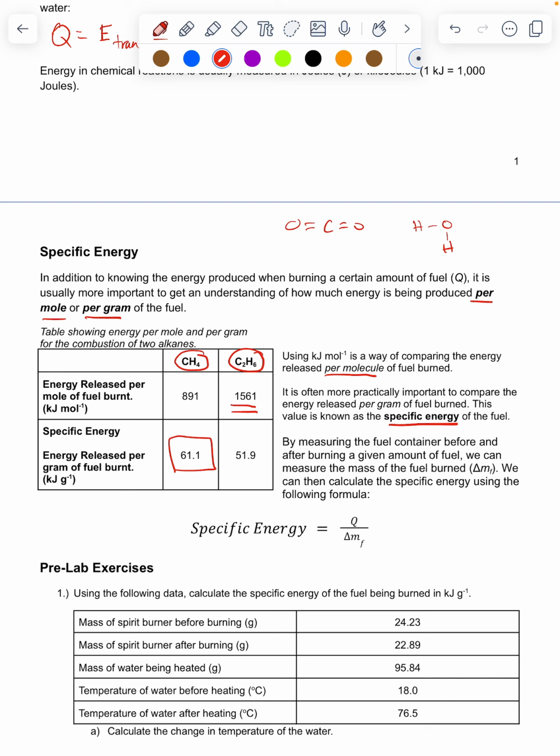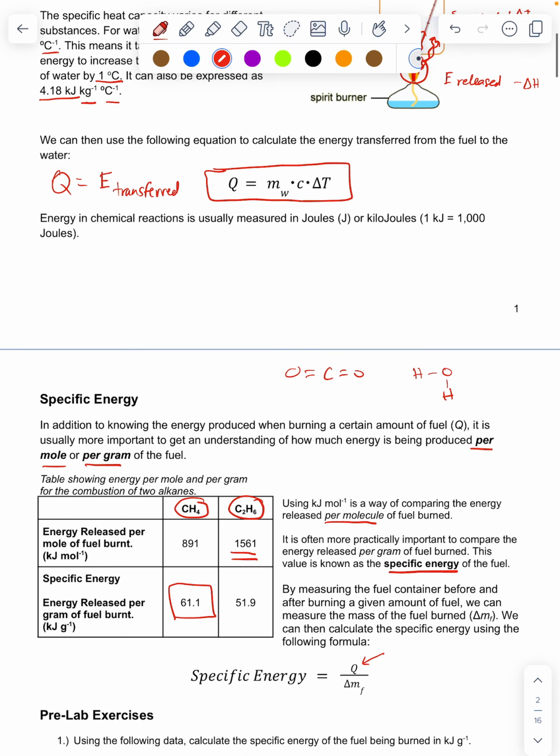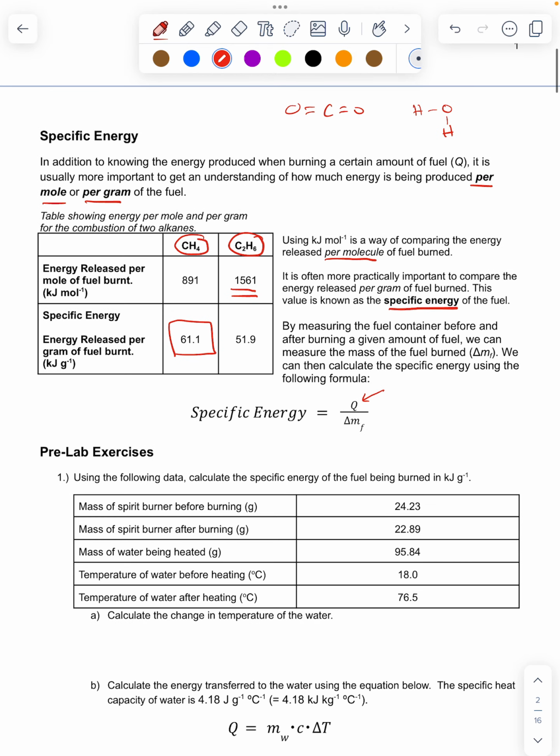So we can calculate the specific energy if we know the energy that came out of the reaction, that's Q. That's what we calculated on the previous page. And then we divide it by the mass of the fuel. Usually you're looking at a container that has fuel, and so you look at the mass of the container before and after, and so the change in the mass is how you know the mass of the fuel. So that's why there's a delta symbol here. This is the change in mass of the fuel container. And so that change in mass is equal to the mass of our fuel.